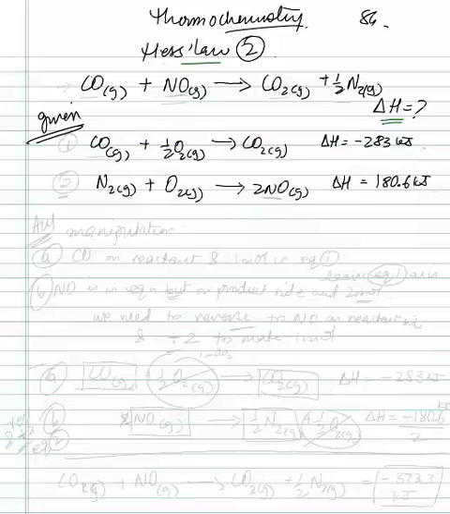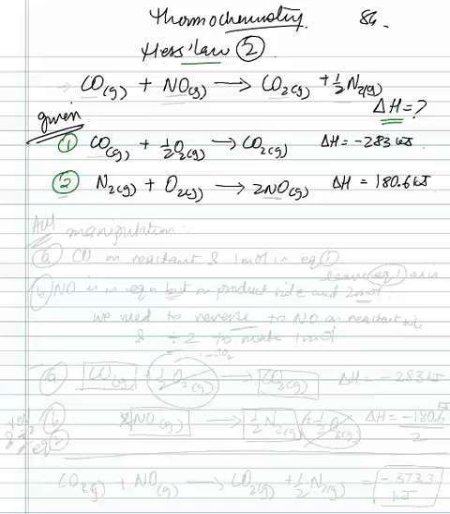And again, 2 equations are given to us. The 2 equations are carbon monoxide plus half oxygen to give carbon dioxide, which delta H is minus 283, and then another one, N2 plus O2 to give 2NO. And delta H is given also for that. So equation number 1, equation 2. So we only have 2 equations to work with.